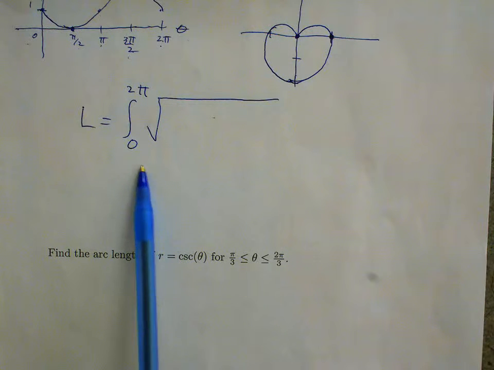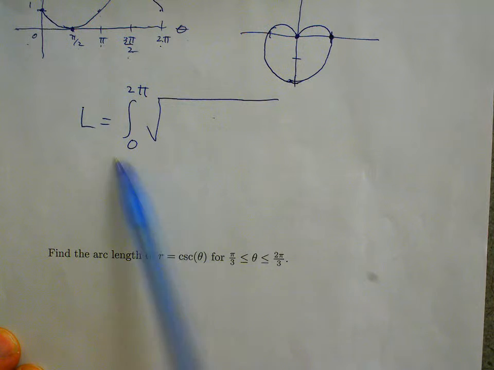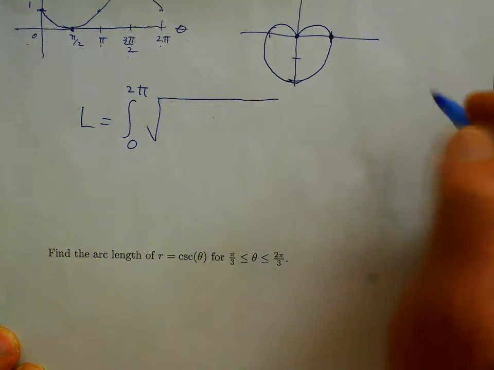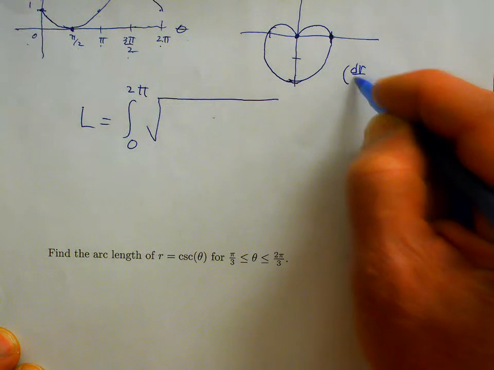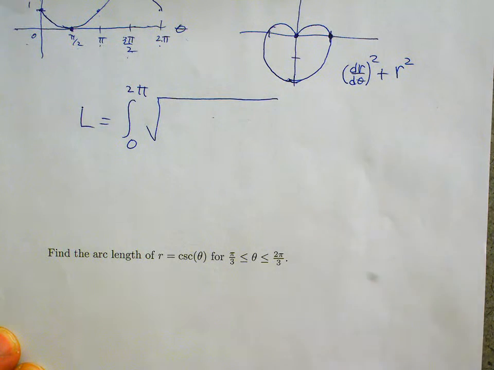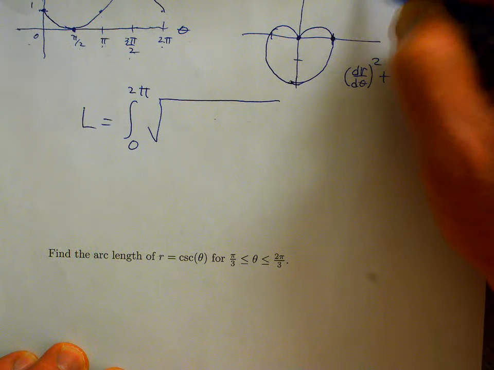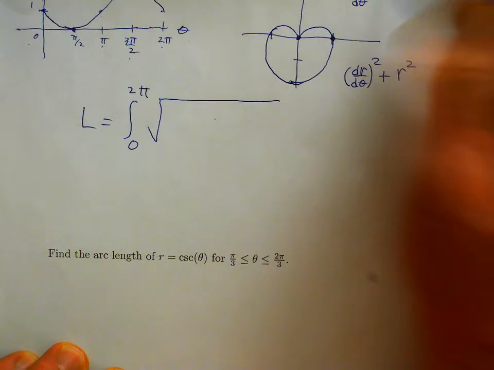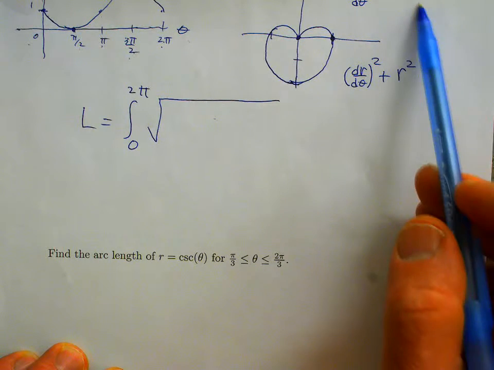We were talking about the arc length of this curve, and we found that we needed to go from 0 to 2 pi to find the complete arc length. We need to know what dr d theta squared is, and then add that to r squared to put inside the square root. So let's first find dr d theta, where r is 1 minus sine of theta. So this is just negative cosine of theta. And we're going to square that.